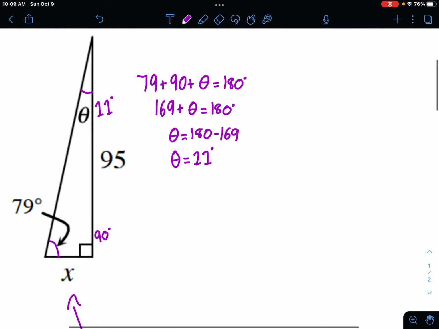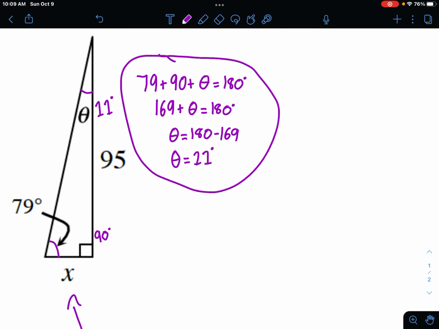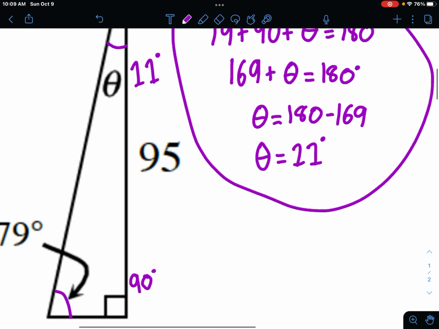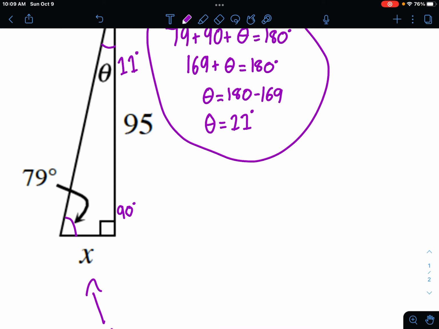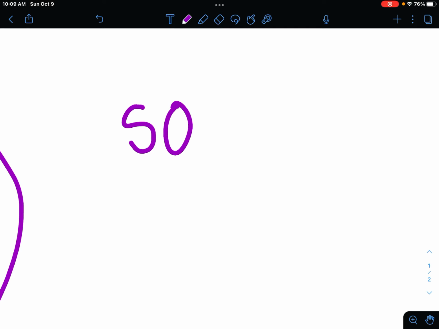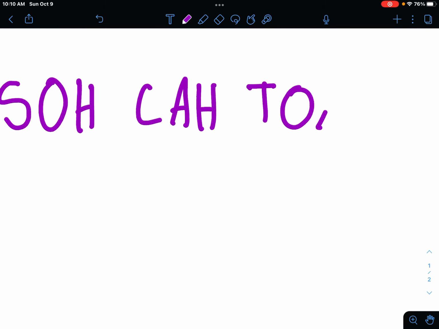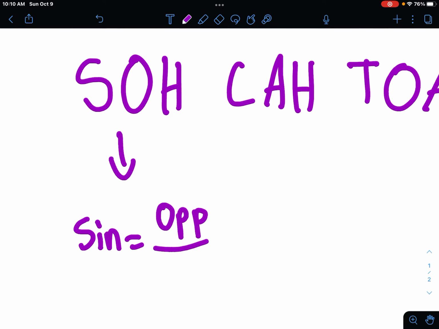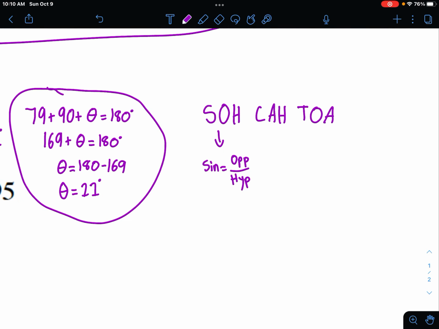Alright, so now that we have solved for theta, the next thing we need to do is solve for x. And so we will be using tangent, because in order to find this x, we will need to use this and this. If you're confused already, let me quickly explain. There is this mnemonic called SOHCAHTOA. So this stands for sine equal to opposite over hypotenuse. I'm just writing it in short.